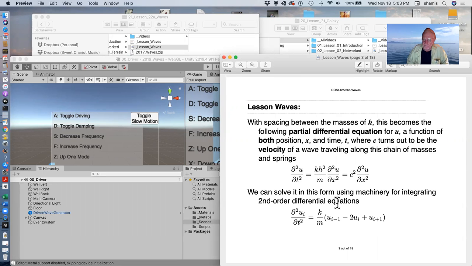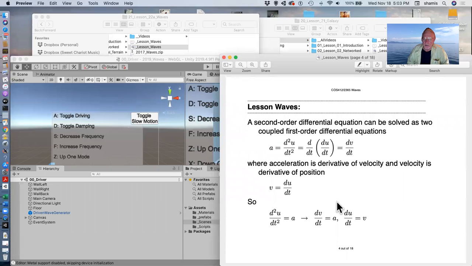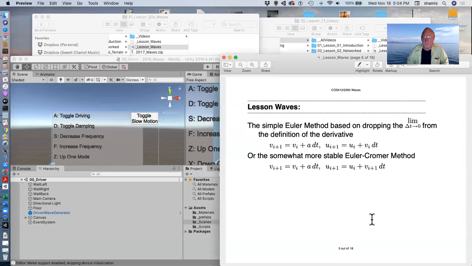Now, I can solve this using numerical machinery for integrating second order differential equations. What I recognize is that the second derivative of u with respect to time is the acceleration, but acceleration is rate of change of velocity and velocity is rate of change of position. So a second order differential equation is equivalent to two coupled first order equations. And first order equations are easy to solve.